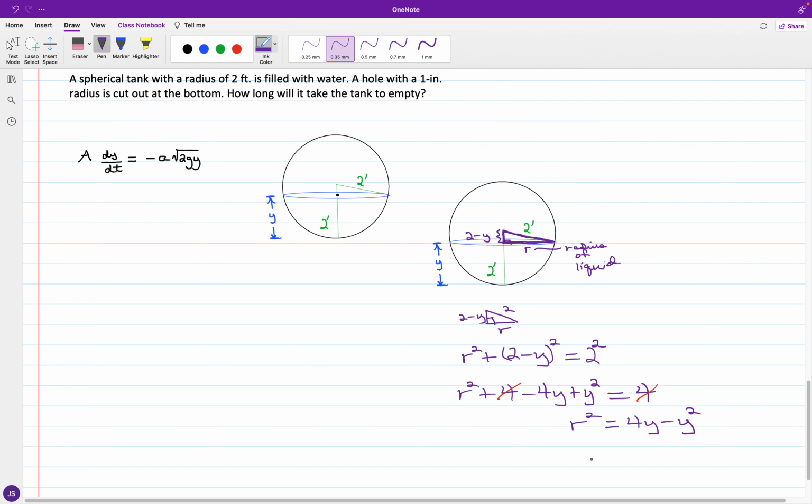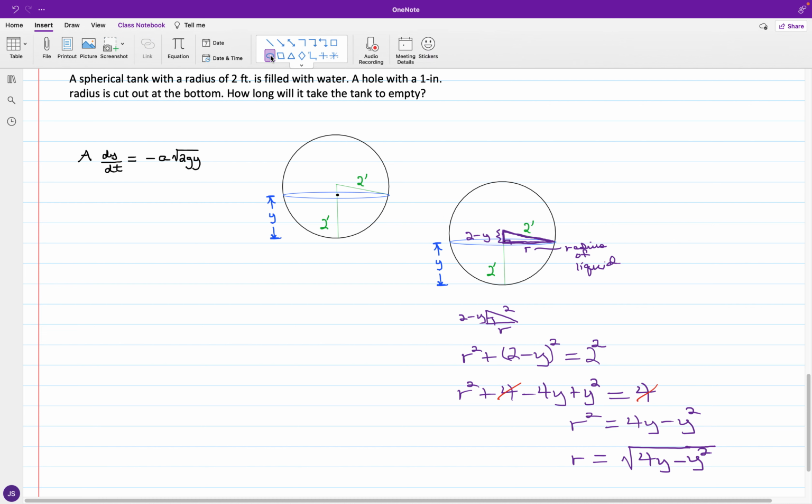And since we are interested in just a positive measure, r is going to be equal to the positive square root of 4y minus y squared. Okay, and looking at the establishment of the cross-sectional area, just looking at, once again, an overhead view.